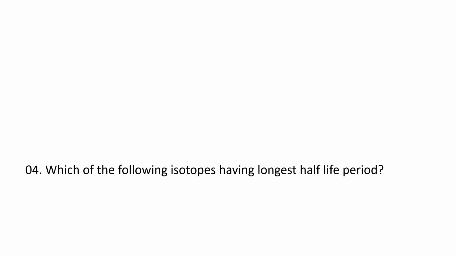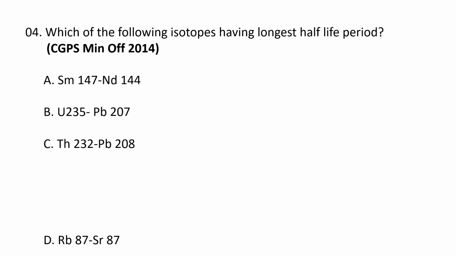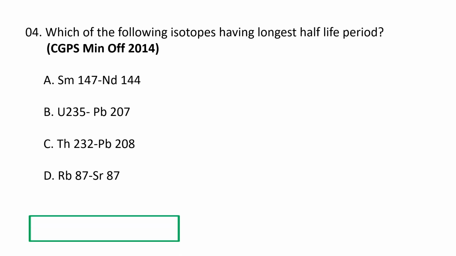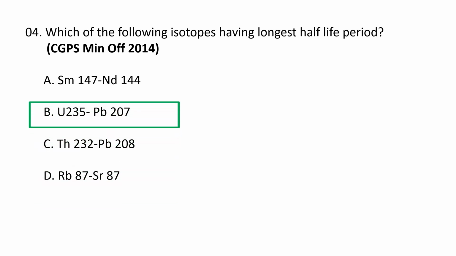Next question. Which of the following isotopes have the longest half-life period? A. Samarium 147 and neodymium 144. B. Uranium 235 and lead 207. C. Thorium 232 and lead 208. And D. Rubidium 87 and strontium 87. The isotope pair which has the longest half-life period is uranium 235 and lead 207. So this is roughly around 704 million years.